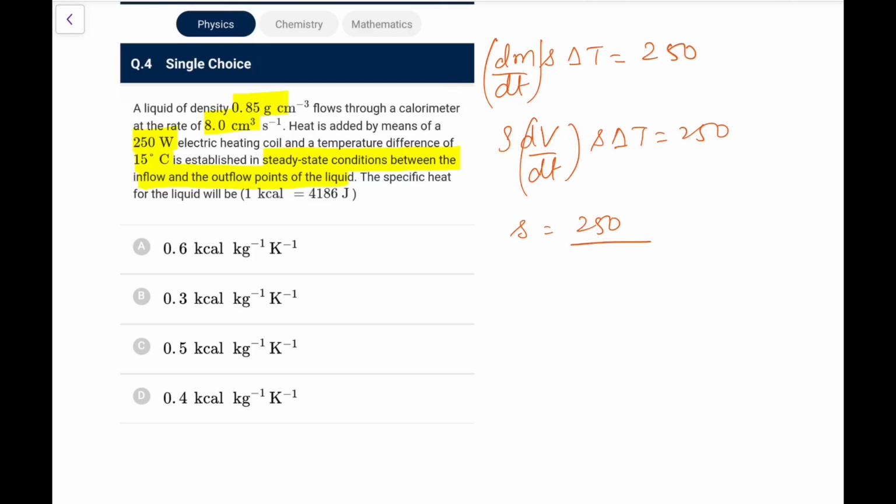250 upon delta T is 15 upon dv by dt. So what is the dv by dt? That is given as 8 centimeter cube. So I convert it into 10 to the power minus 6 meter cube. Okay, and density 0.85 means 850 kg per meter cube. So write it as 850.